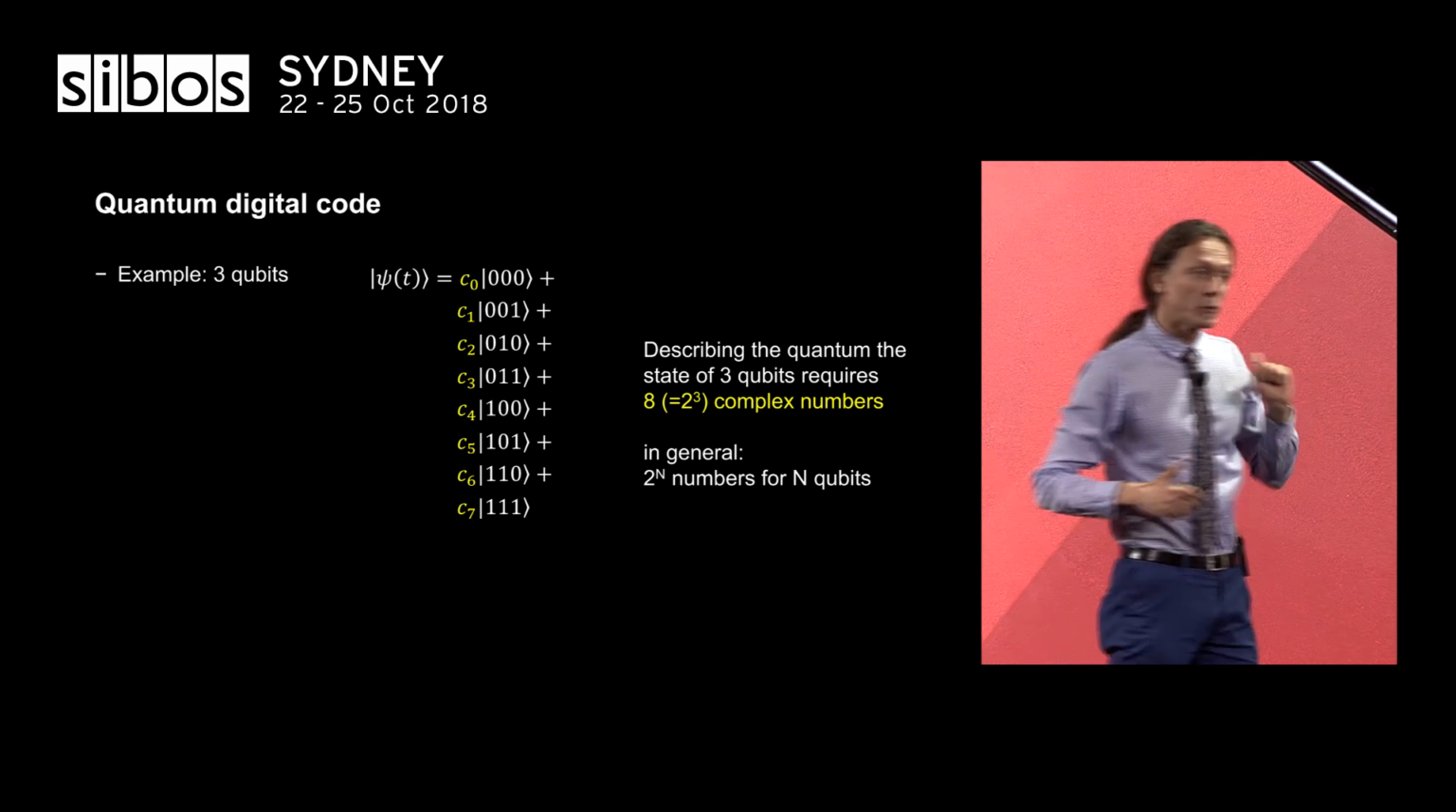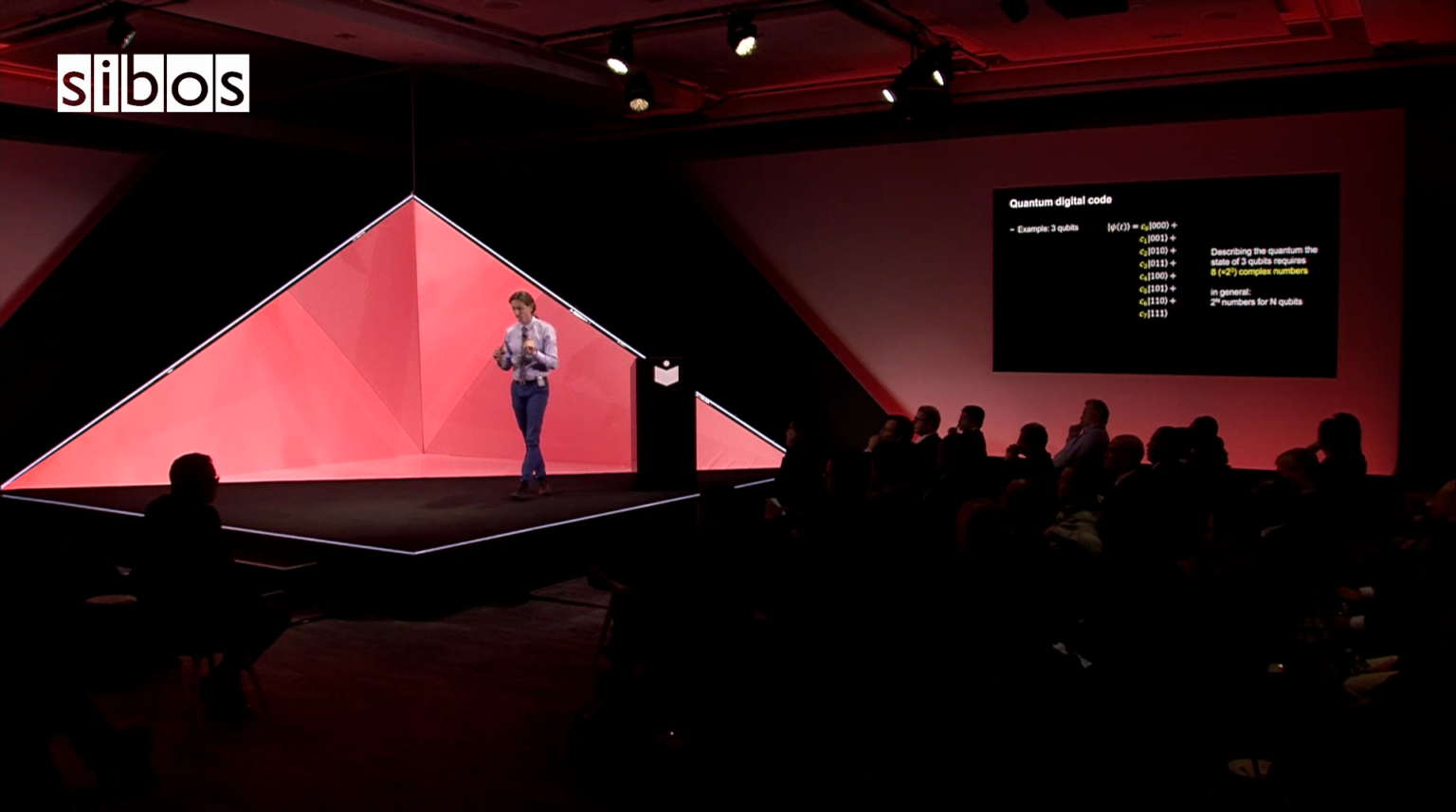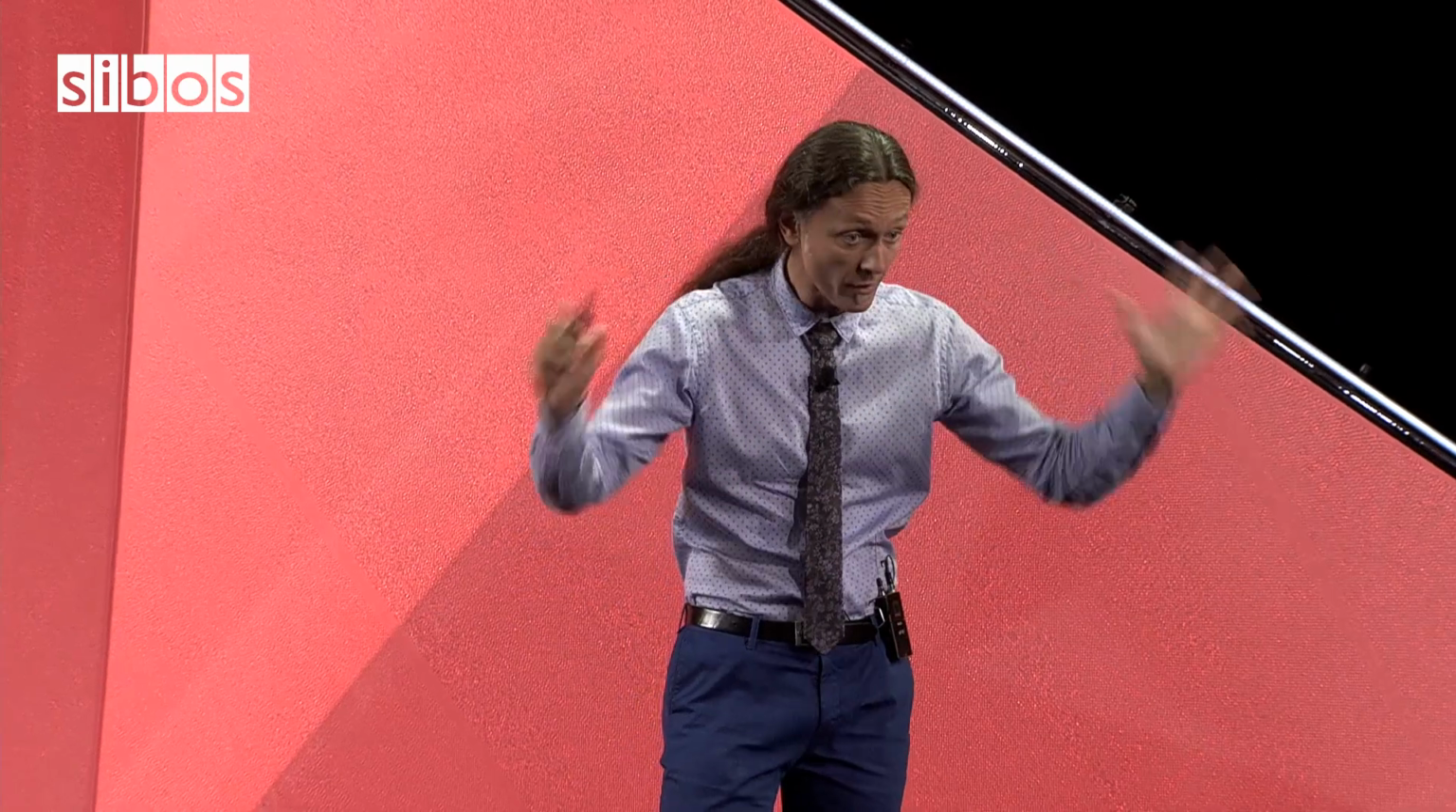So now, if I want to describe what is the quantum state of those 3 spins, I need 8 numbers. I need to give you the fraction of, it's a little bit of this, a little bit of that, a little bit of that. So that's 8 numbers, where 8 is 2 to the power 3. So if I had 4 quantum bits, I would need 16 numbers. If I had 5, I would need 32 numbers. So in general, if you have n quantum bits, you need 2 to the power n numbers to describe the full quantum state.